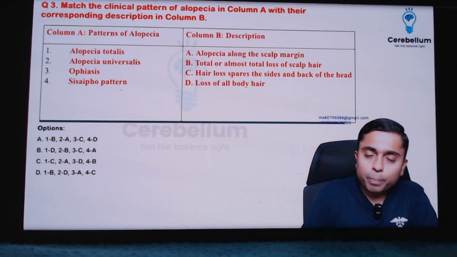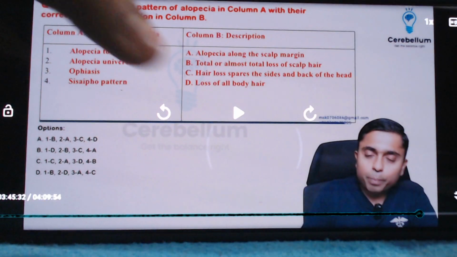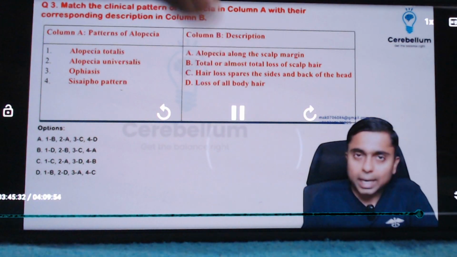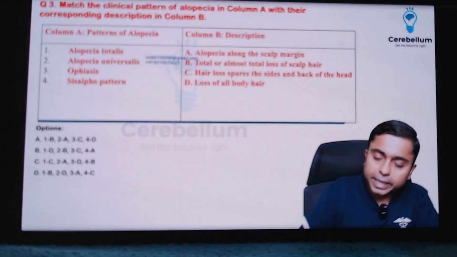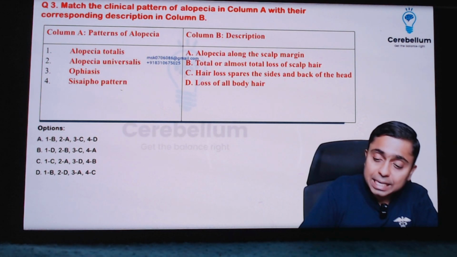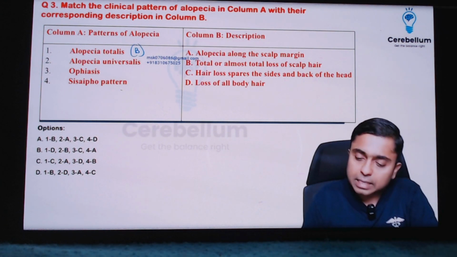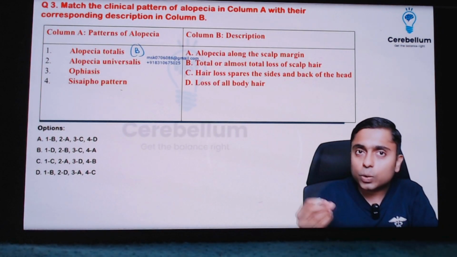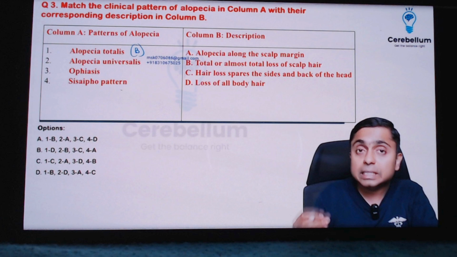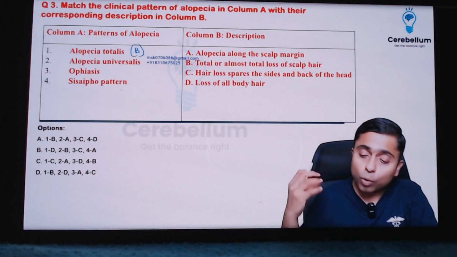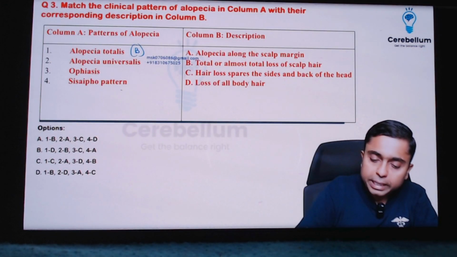So try to answer this in the comments if you know it. Alopecia totalis, please remember it is total loss of the scalp hair. So 1 is B. Alopecia universalis, just like vitiligo universalis, alopecia universalis is the loss of the hair over the entire body. So it is D.